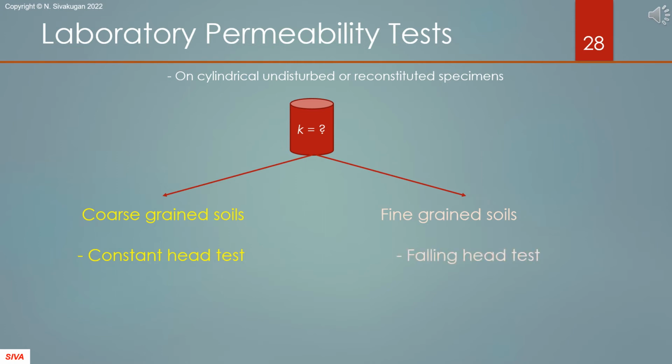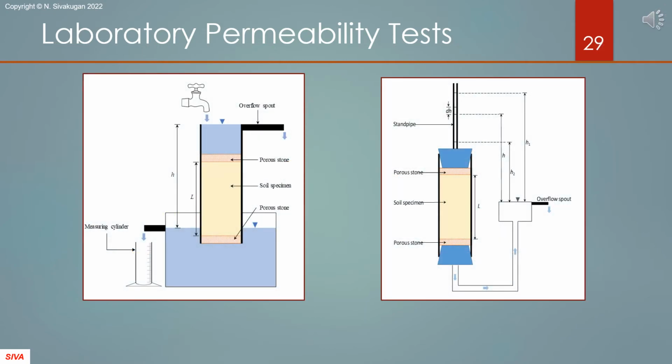Permeability tests are carried out in the laboratory on cylindrical soil specimens that are reconstituted or undisturbed. For coarse-grained soils, we do a constant head permeability test, and for fine-grained soils, we do a falling head permeability test. In a constant head permeability test, the total head loss across the soil specimen is maintained constant throughout the test. In falling head permeability test, the total head loss across the soil specimen decreases with time.